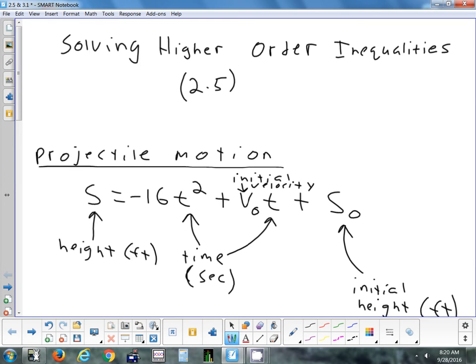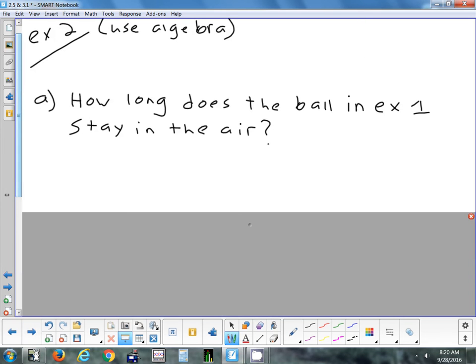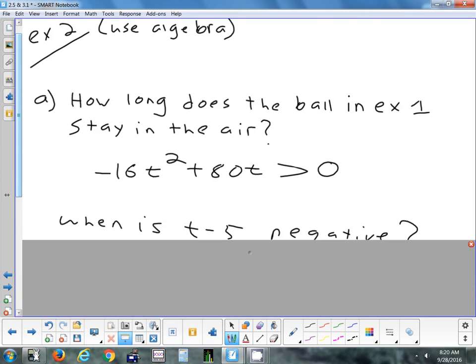Yeah, whenever your height is greater. Now, the book did greater than or equal. I think technically if your height equals 0, you're back on the ground, but that's the way the book did it. But I'm going to do strictly greater than. Okay, so here's my height, negative 16t squared plus 80t. And I want to know when that height is greater than 0. Because as long as the height is greater than 0, the object must be in the air. Now we'll solve that.